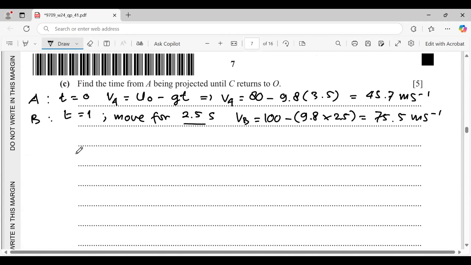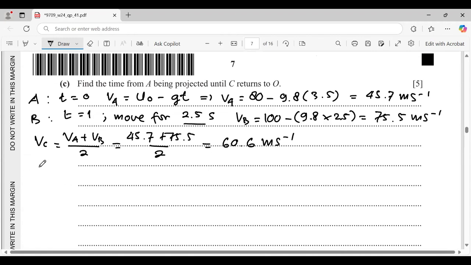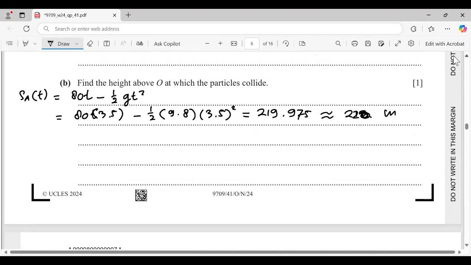Let's continue. The next step, we're going to find the velocity of particle C after the collision. The velocity of particle C is (VA plus VB) divided by 2, so 45.7 plus 75.5, divided by 2, so 60.6 meters per second. And the next step, I'm going to find the time for particle C when it falls from the height 219.97. Just now we got this one. I'm going to use this result.